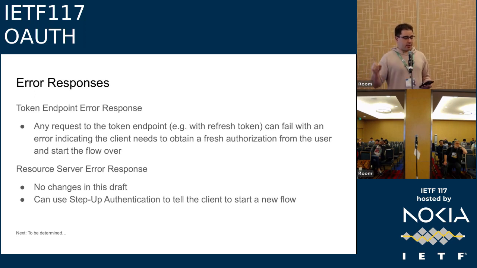And on the resource server, it doesn't add a new error response, but you can use the resource server error response to also indicate that you need to start a new session, for example using the step up draft. So those would be the two other endpoints that the app is going to interact with: using refresh tokens at the token endpoint, and using access tokens at the resource server, where you may want to force the user to start a new authorization session again. You have the option of doing that with these error responses.